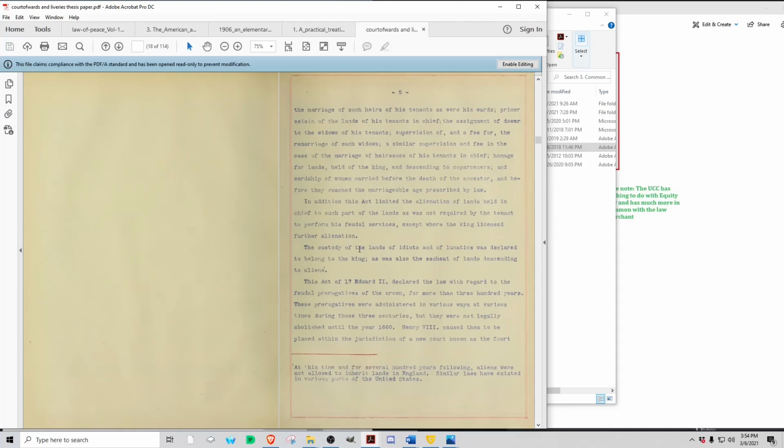Like, the custody of the lands of idiots and of lunatics was declared to belong to the king, and was also the escheat of lands descending to aliens. Aliens. Like a resident. If you're a resident, you're not lawfully domiciled anywhere. Or you might have one, but not in the state of which you're saying you're a resident in. Do you know that? That means you're an alien.